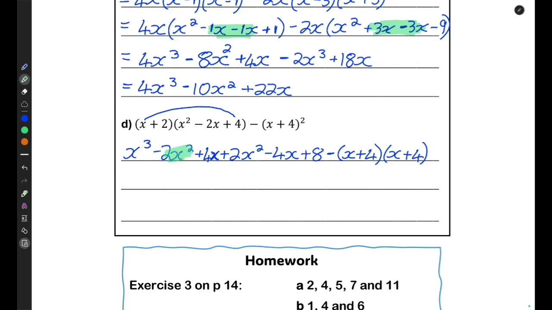So there aren't any other x cubes. There's a minus 2x squared plus 2x squared. They just actually cancel out. And then there's a 4x and a minus 4x. So they also just cancel out. So I'm left with x cubed plus 8.